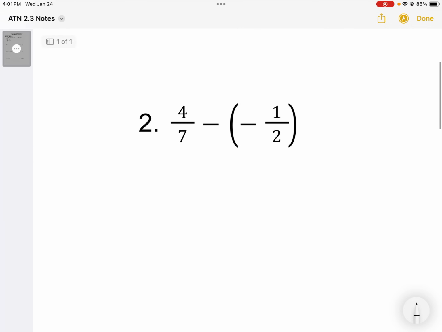Okay, problem 2. First step, I need to recognize if this is a big minus small or small minus big. I have positive 4/7 minus negative 1/2. I know that positives are always bigger than negatives, so this is a big minus small problem. Because this is a big minus small problem, I know that I will have a positive answer. So I will go ahead and put my equal sign, and I'm going to put a plus to show I should have a positive answer.